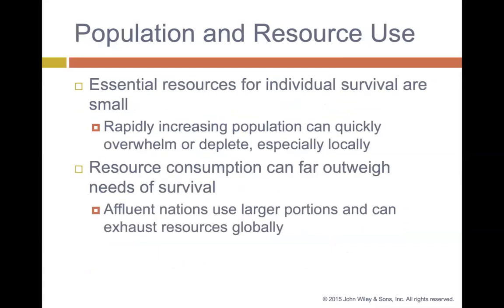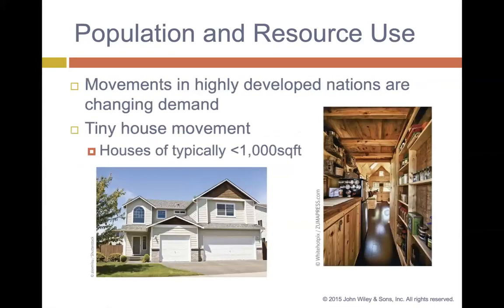Population and resource use. So the essential resources for individual survival are actually pretty small, but a rapidly increasing population can quickly overwhelm or deplete, especially locally. And this can occur when the resource consumption can far outweigh the needs for survival. So, for example, affluent nations use a much larger proportion and can exhaust resources globally.